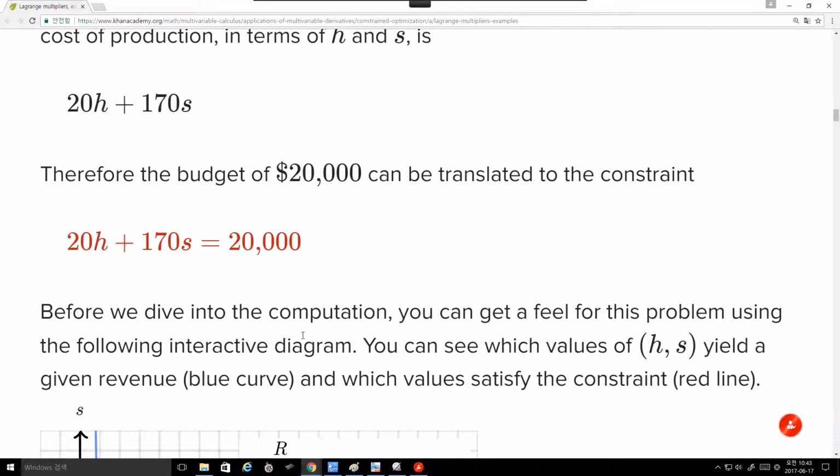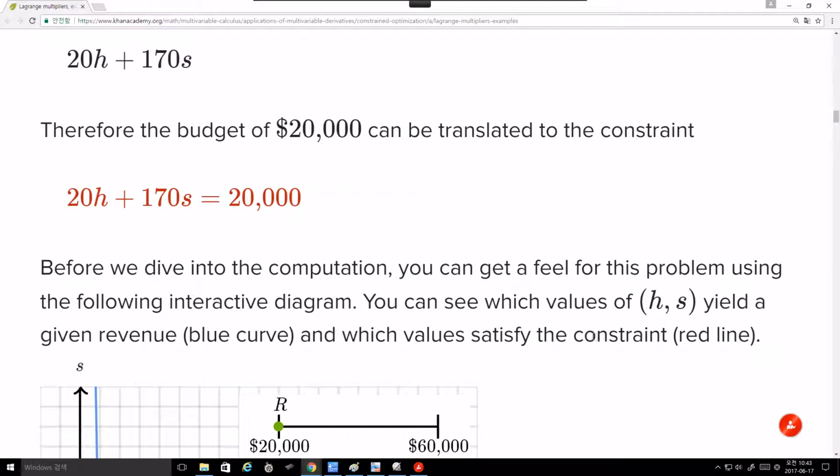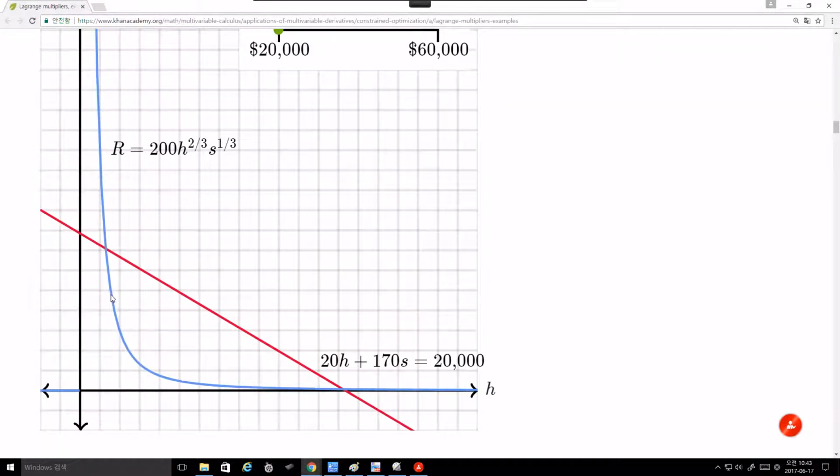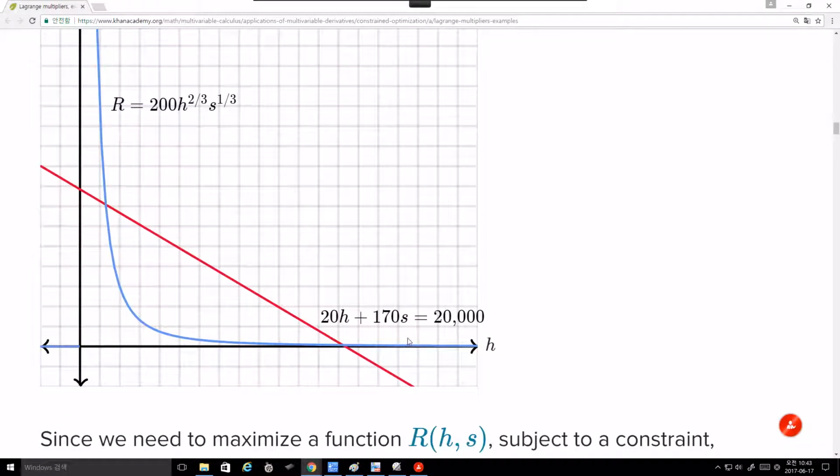Before we dive into the computation, you can get a feel for this problem using the following interactive diagram. You can see which values of H and S give the given revenue, the blue curve, and which values satisfy the constraint. This blue curve is 200H squared and so on. Now this is your budget constraint. You can spend money only along this line, and the set of possible ways of allocating into labor and steel is on this line. On this line you want to maximize this.